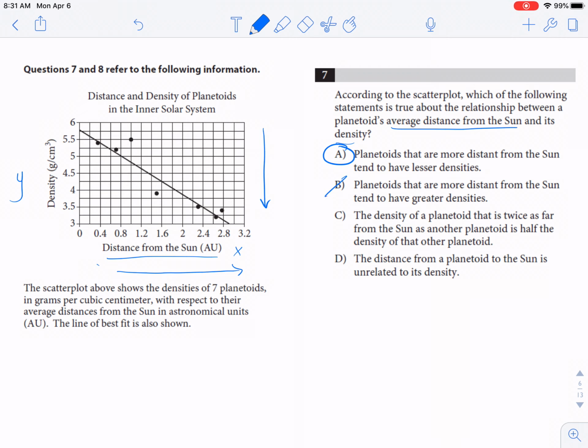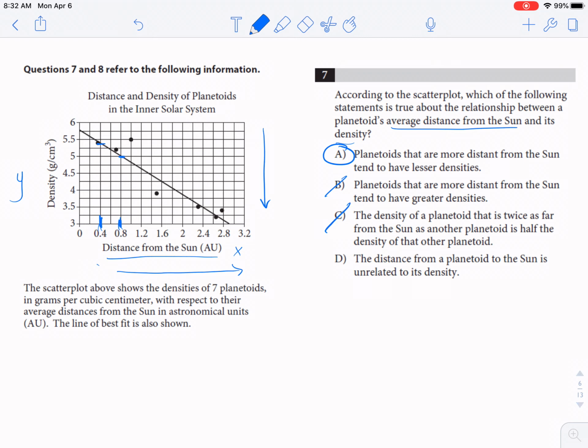Density of the planetoid that is twice as far from the sun is half the distance of that of another planetoid. So let's go 4 to 0.8. That's twice as far, yes? But your y values go from like 5 point something to 5. Is that half of the density? No, because we'd have to go down to at least like 2.5.